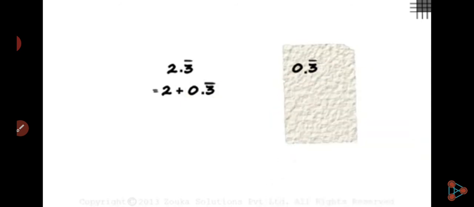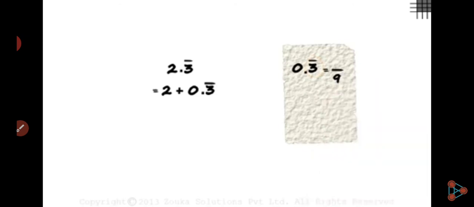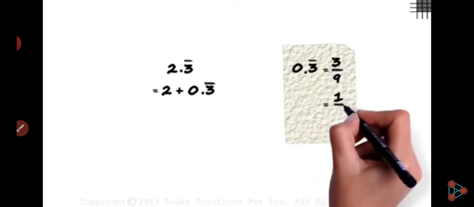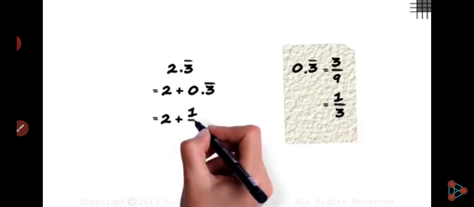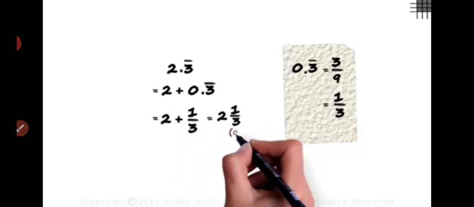There is only 3 as a repeating digit, so we can write 3/9. Only 1 digit is repeating, so it's 3/9, or 1/3. 3 upon 9 or 1 by 3, because 3 ones are 3 and 3 threes are 9. So we can write it as 2 plus 1 by 3, or we can write it as 7 by 3.